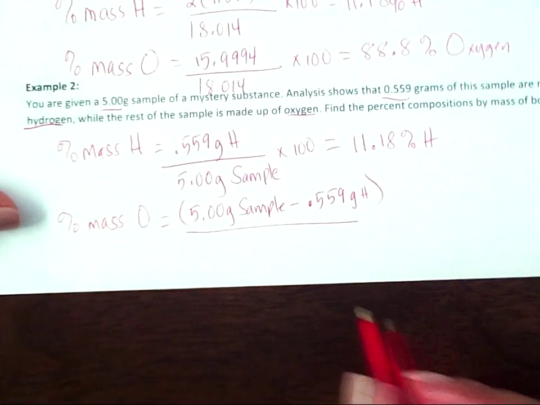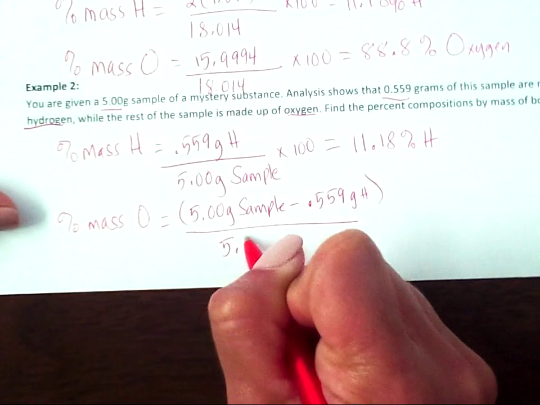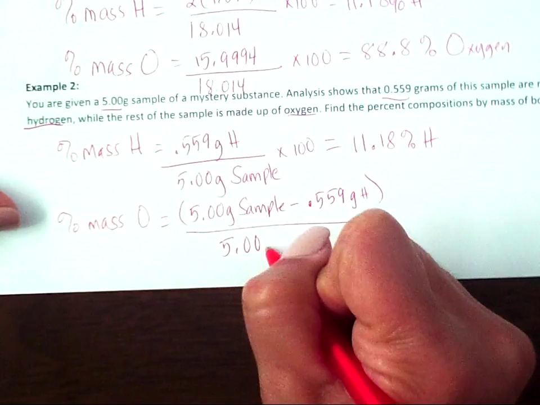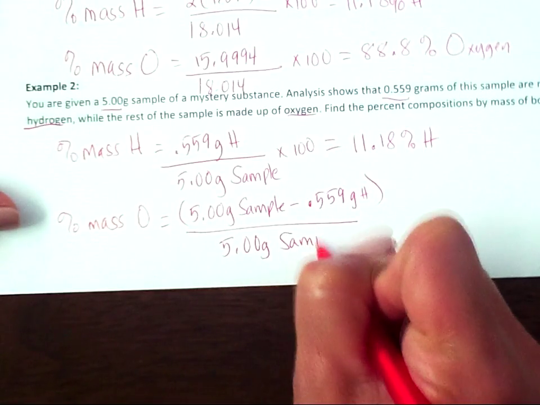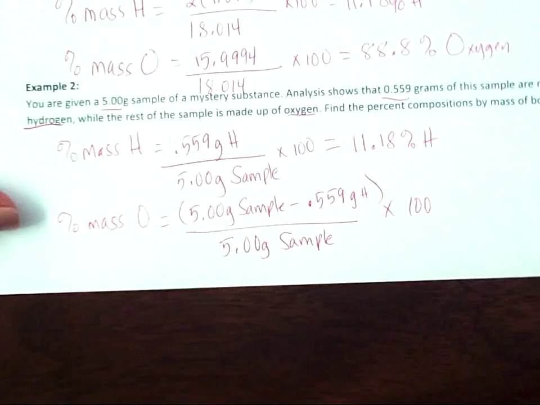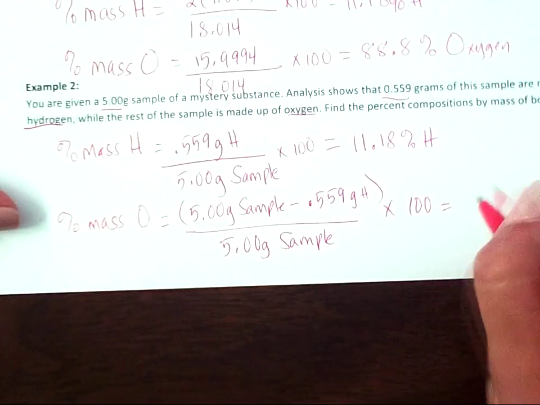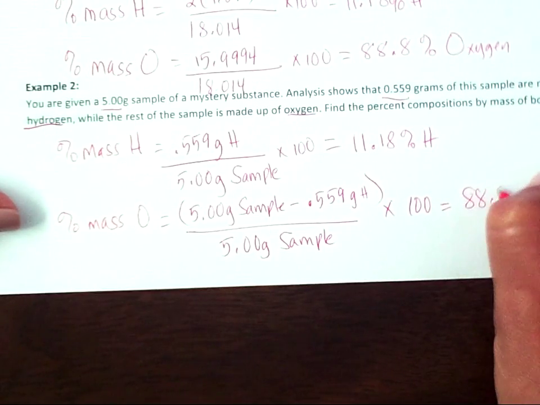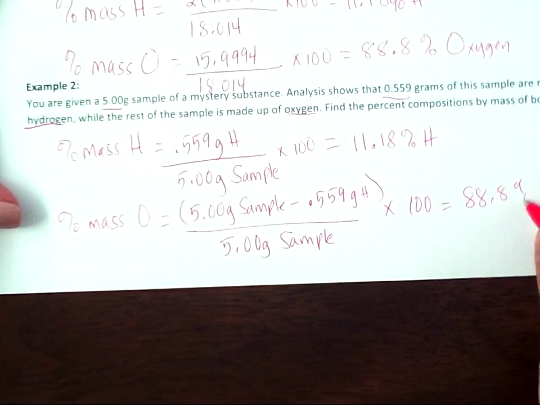You divide it by what? Again, the 5 grams of the entire sample. And really, at the end of the day, you're just using that same equation over and over again. Times 100, you would do the math. And you know what? Anytime you deal with water in this class and you're asked to find the percent composition for hydrogen and oxygen, it will always be this ratio.